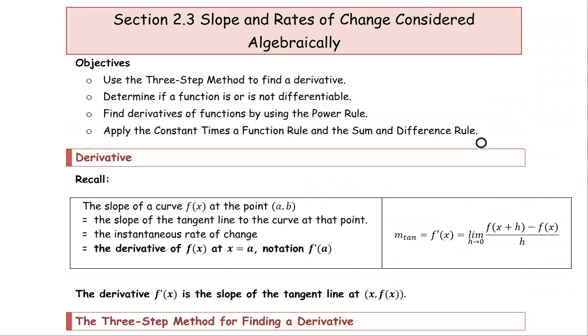For 2.2, still slope and rate of change. But this time we're gonna consider it algebraically. That means we're gonna do some math work. What I said, get your hands dirty, get your hands moving by doing more math.